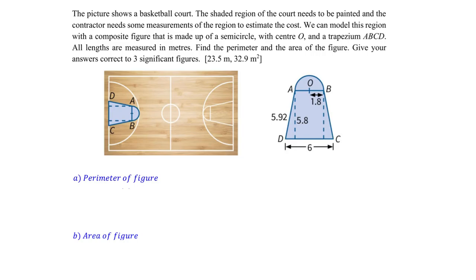Everyone, welcome to this video where we are given a basketball court, and there's this shaded region that needs to be repainted, and the contractor requires some measurements to estimate the cost. Well, we can model this with a composite figure which is made out of a semicircle and a trapezium.